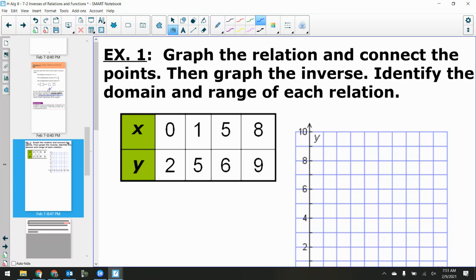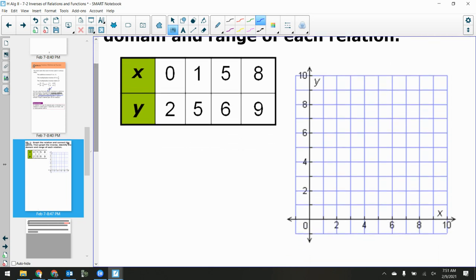Okay, so take a look at this table here. Graph the relation, connect the points, and graph the inverse. So all I'm going to do is graph this set of points, make a new table for my inverse, and then regraph to see what happens on the xy plane. So I've got (0, 2), (1, 5), (5, 6), and (8, 9). Let's plot these points real quick. You can do this with me.